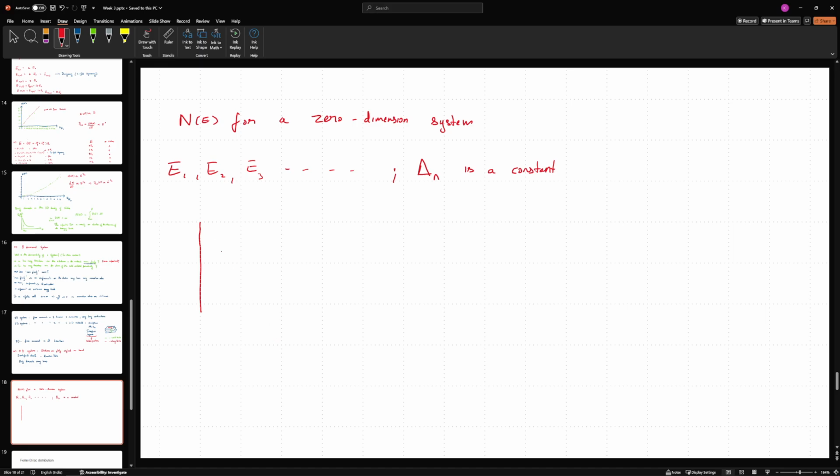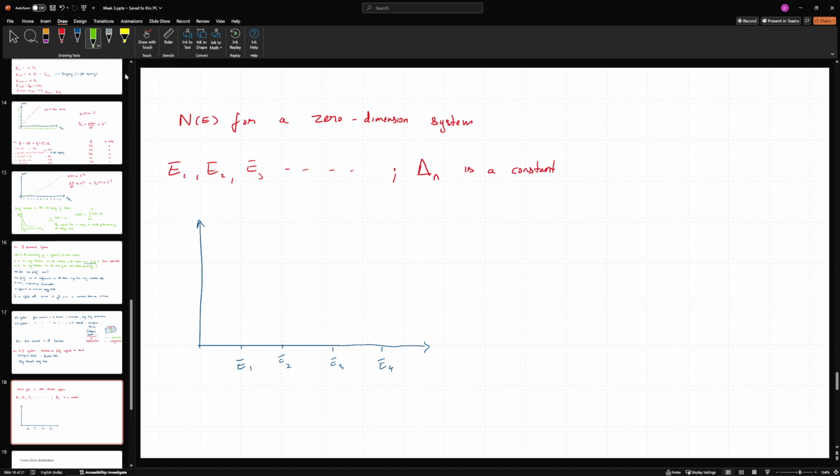Now, if I want to plot the graph, how is it going to be? So yes, I have E1, E2, E3, and then E4. I'm not saying they're equally spaced. There doesn't have to be a consistent energy spacing in general, although typically there is.